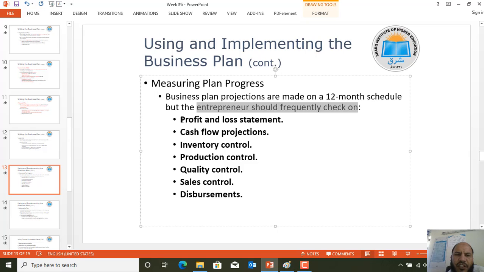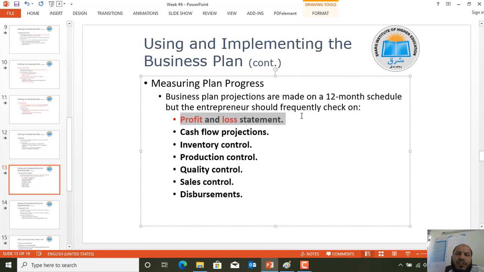We may see the progress on the basis of profit and loss statements. We can check the progress on profit and cash flow projection. Dear students, when we are discussing the profit and loss statement, it shows us the business profit and loss. So how will we find this? We can find this through the income statement, which we can also call the statement of operations, or the P&L, profit and loss statement.